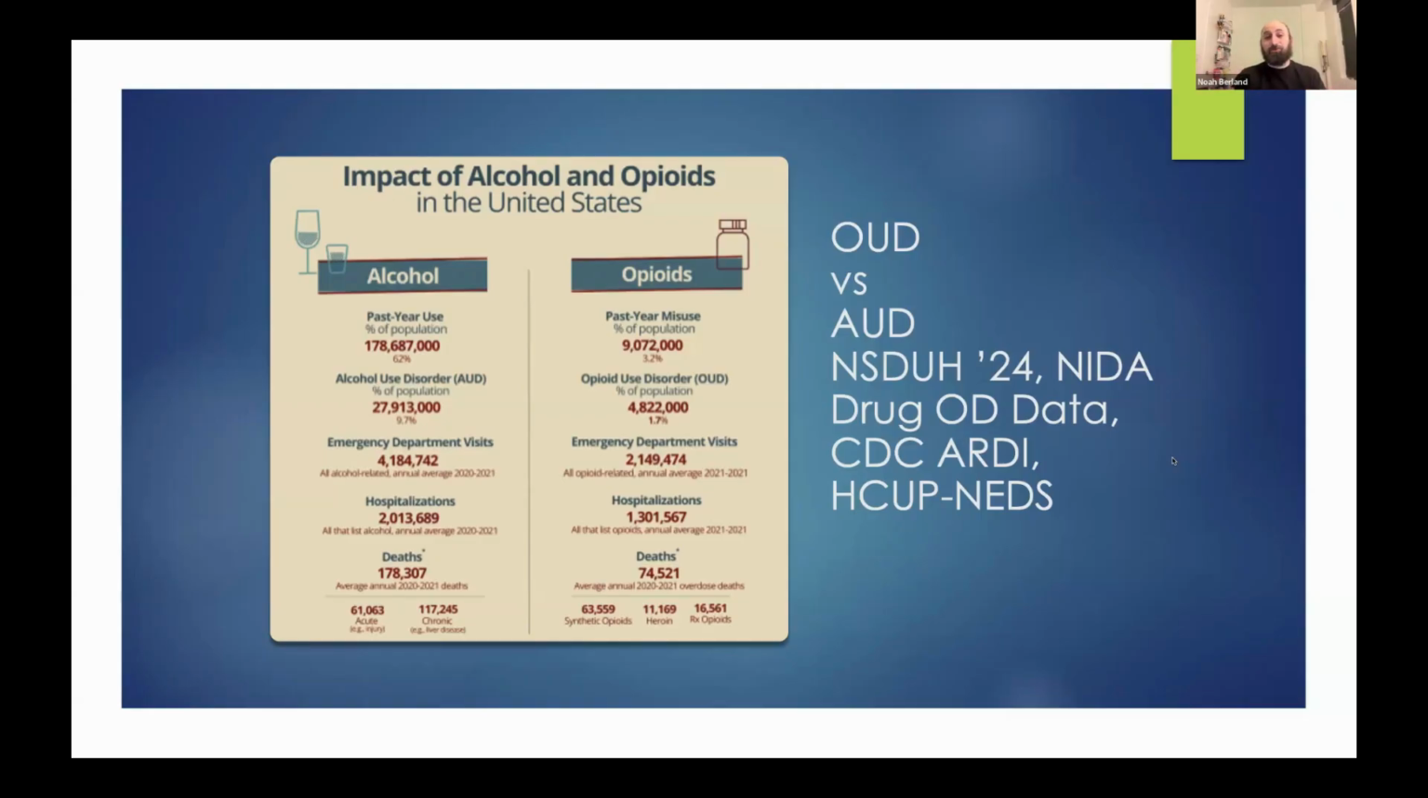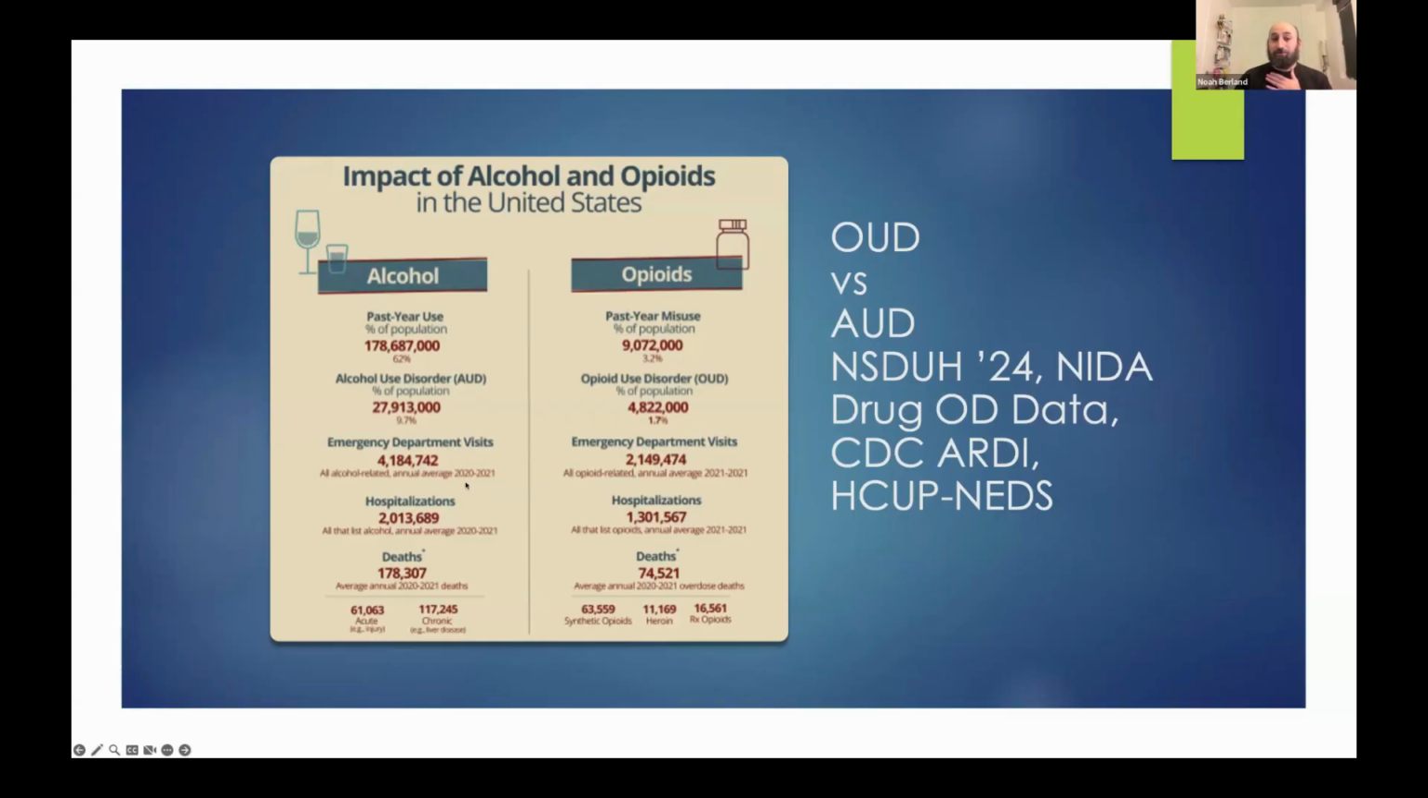But we're doing so much with OUD, so what's the burden of disease? Well, the burden of disease is 178,000 people using alcohol in a year. It's a legal thing, so that's not surprising, versus 9 million. But even people who have alcohol use disorders, that's 23 million people versus almost 5 million people.